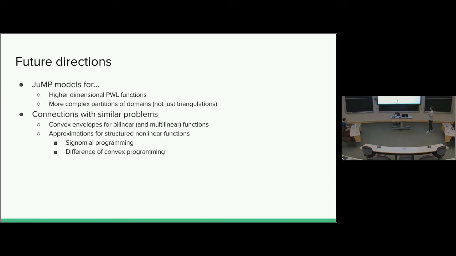And there are also connections with similar problems that we're starting to explore going forward. These problems are similar in the sense that you're building a MIP formulation to approximate some nonlinear function. For example, a convex envelope for a bilinear or multilinear function. You can cast it in a particular light so that it looks pretty similar to building a univariate piecewise-linear function, or a bivariate piecewise-linear function.